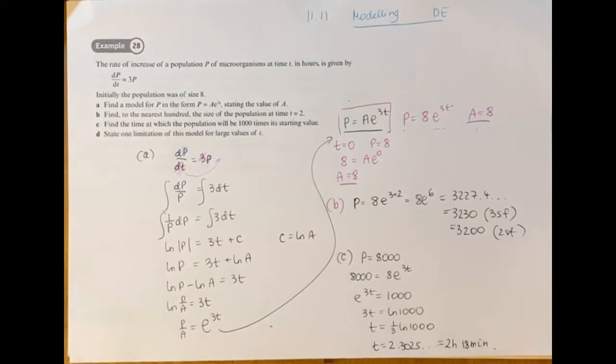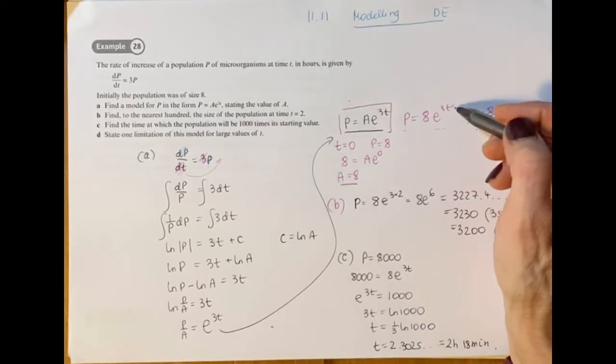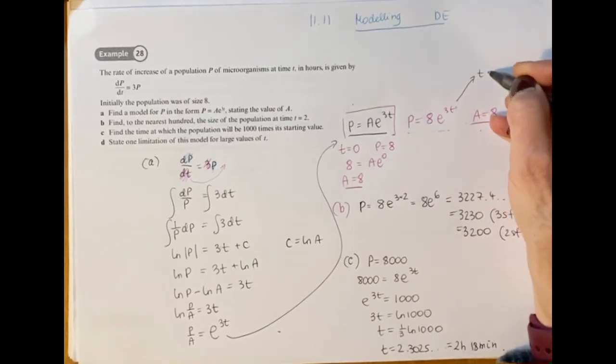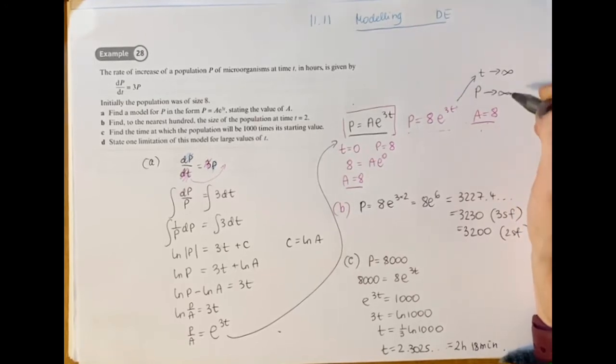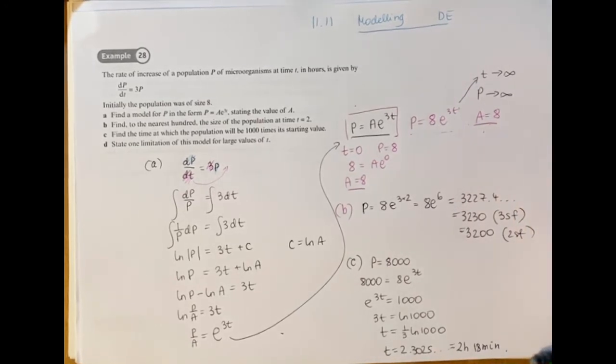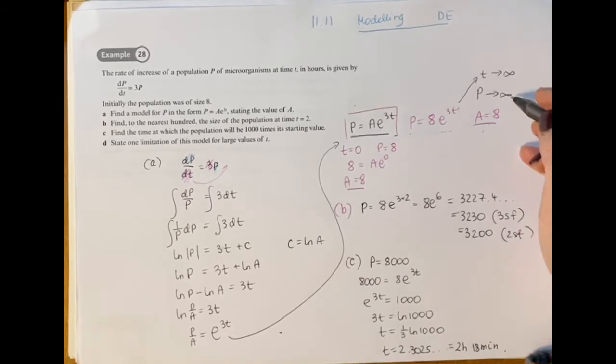State one limitation of this model for large values of t. So this model predicts as the time increases, so as t gets really big, then the population gets really big, and it's just impossible for this species to expand exponentially because of the restrictions of disease, a lack of food, lack of space to continue to grow. So that is not realistic.